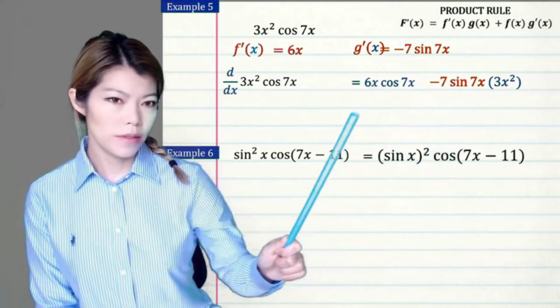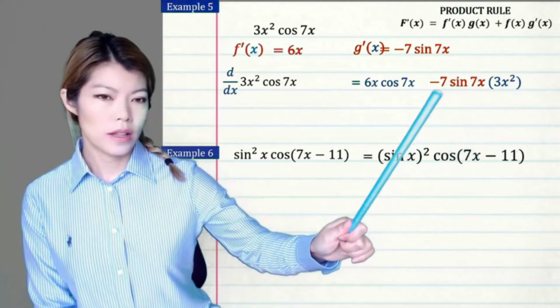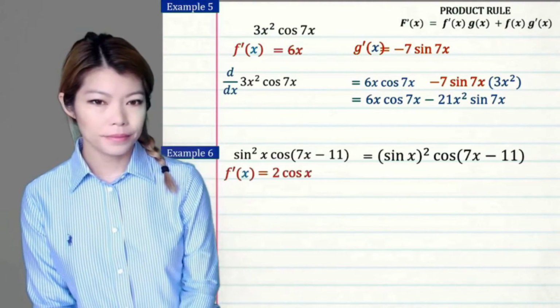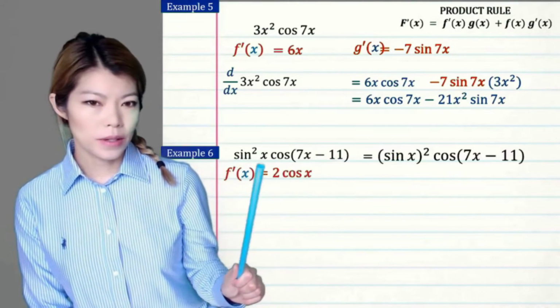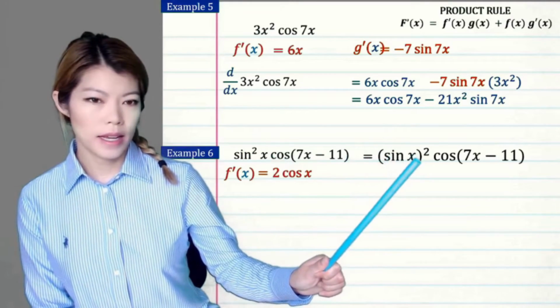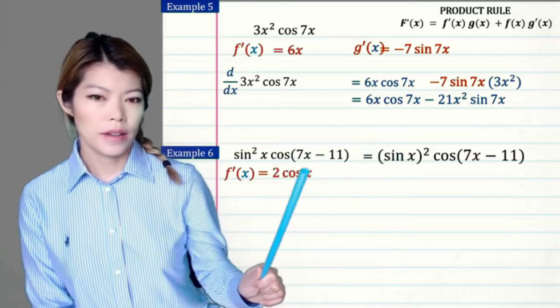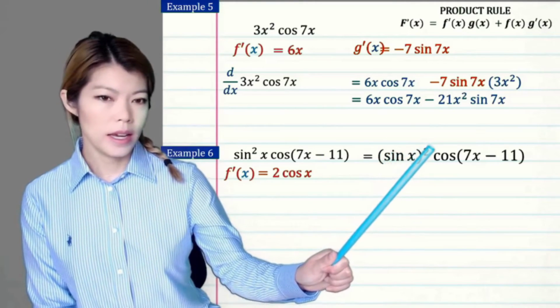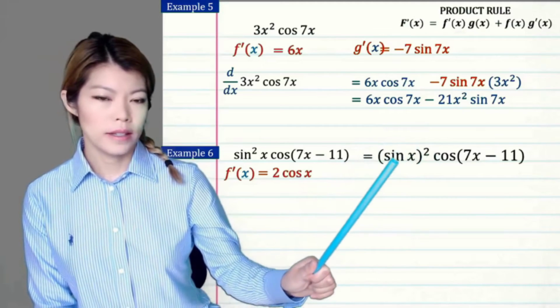And can you simplify this further? Well, we can bring that to the front. 3 times 7 is 21. Let's do this one over here. Notice that sine x squared is the same as (sine x) all squared. So now deriving the first one is derive the inside, so sine becomes cos, and derive the outside, so 2 sine x.